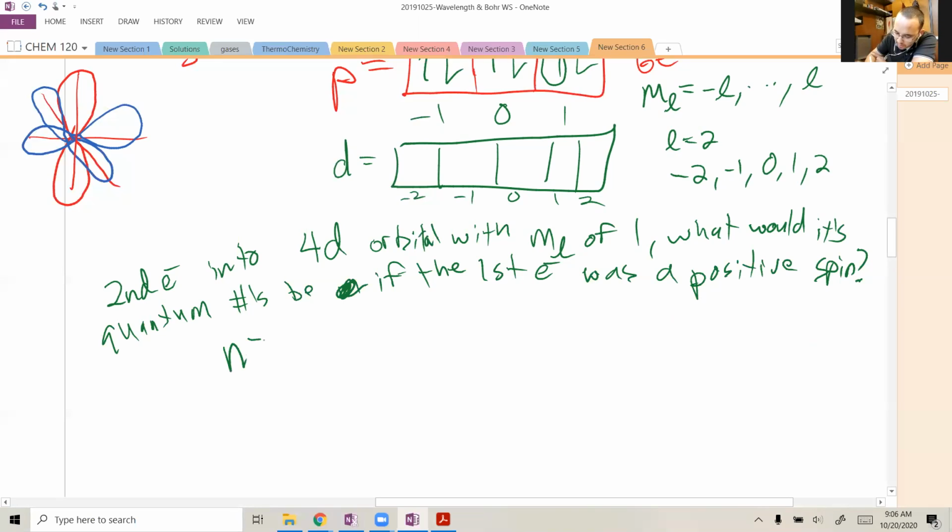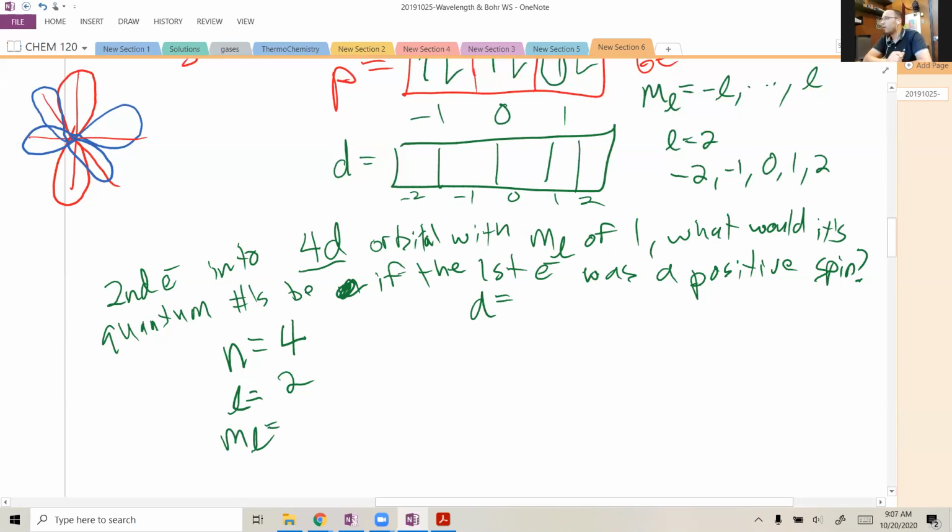So what should our N be for this electron? What energy level is it located in? It's the 4, the second electron in the 4d, so it's going to be a 4 for our N. What subshell? What shape are we putting it into? S, P, D, or F? D. We're putting it into the D. And so what is the L value of D? 2. Very good.